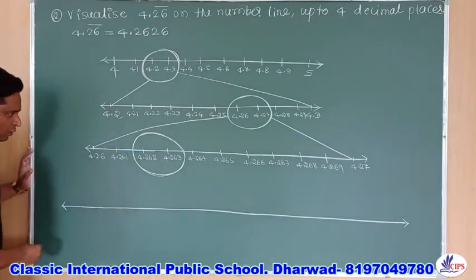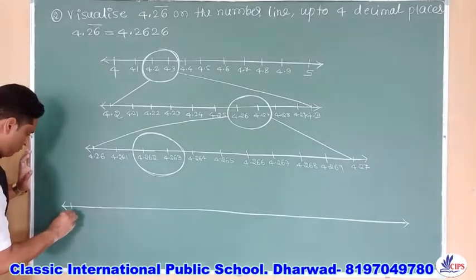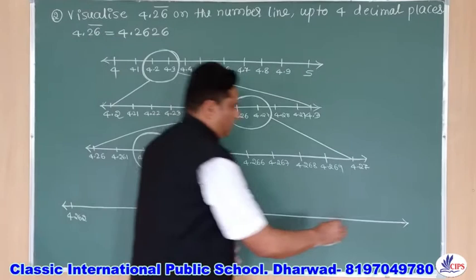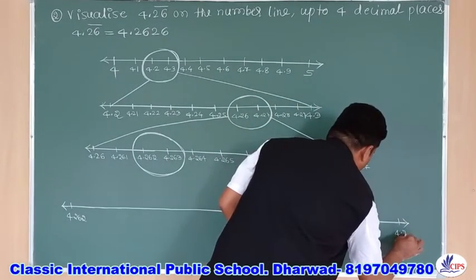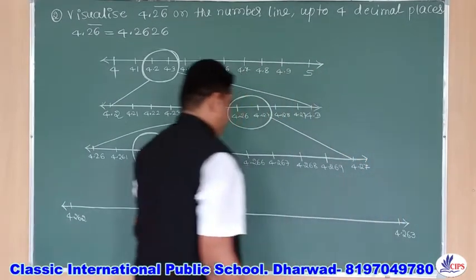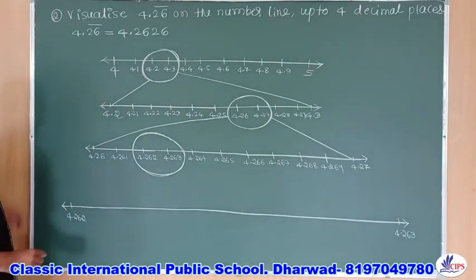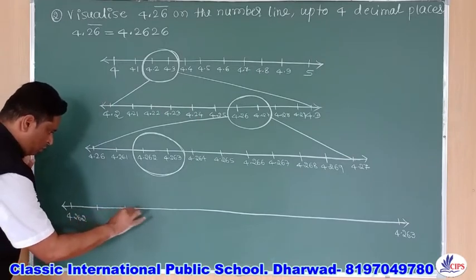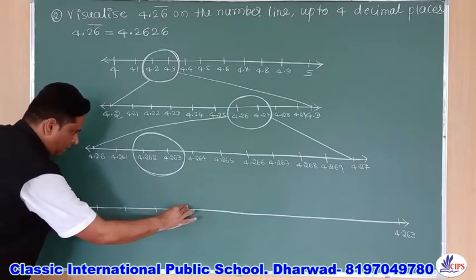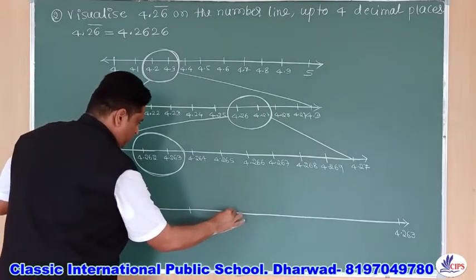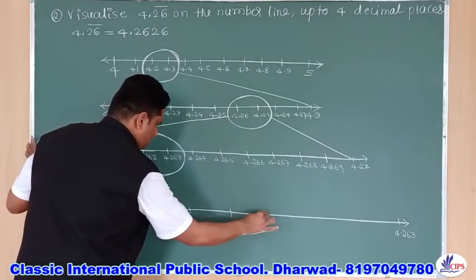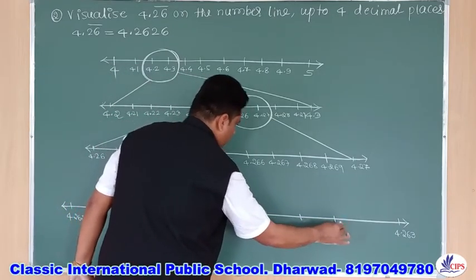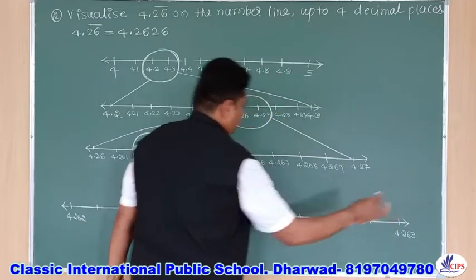Okay, 4.262 here, and here 4.263. Okay children, I'll divide this number line into 10 parts. 1, 2, 3, 4, 5, 6, 7, 8, 9 and 10.